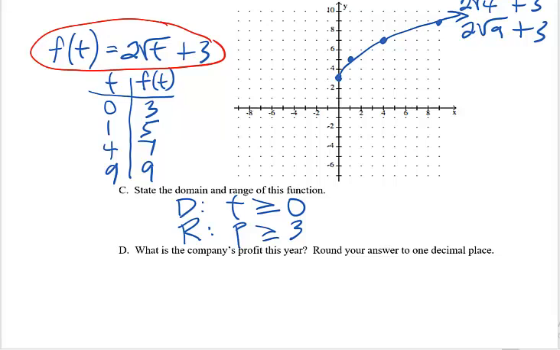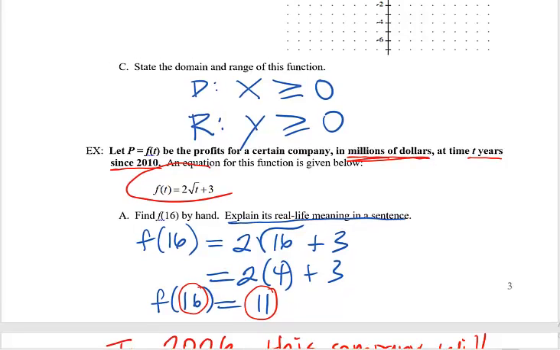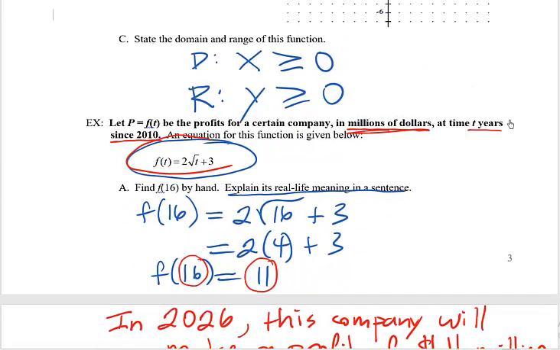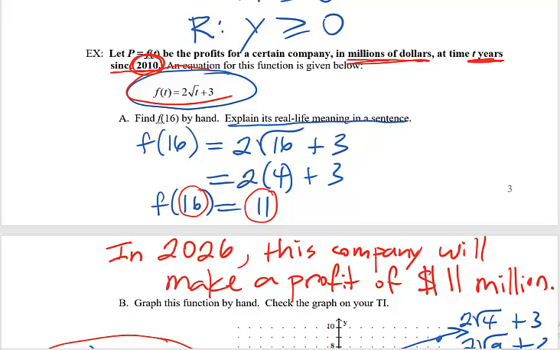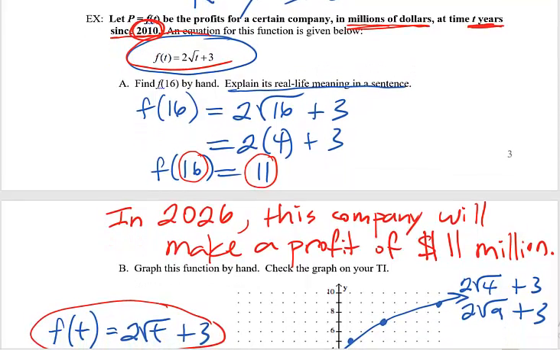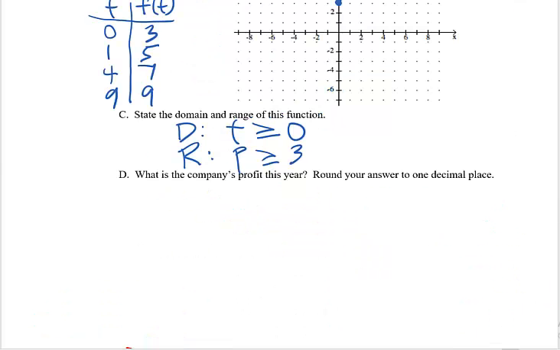In order to answer this question, I do need to go back and refresh my memory as to the variable definitions. Remember, T stood for years since 2010. I'm always needing that starting year, right? So if I want to answer a question about 2020, I'm going to have to think, well, what value of t should I put in? And that's going to be, of course, 10. So I just need to plug 10 into this function and I'll be all set.